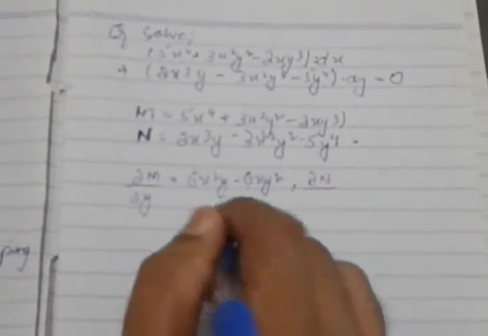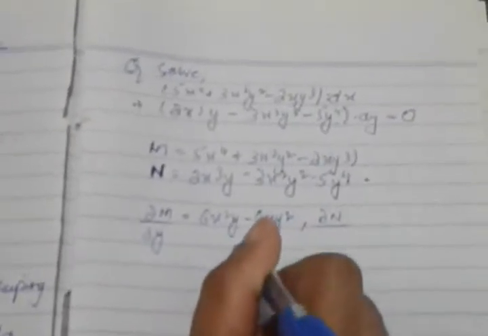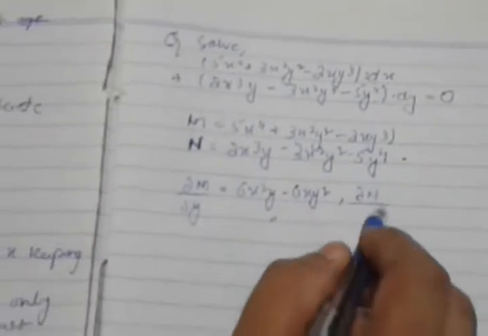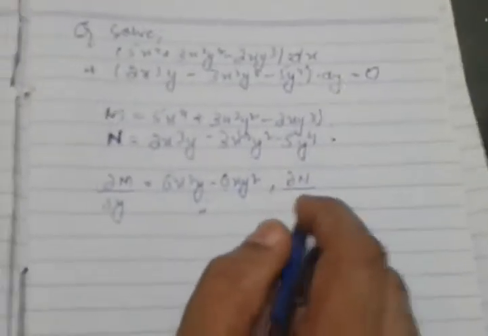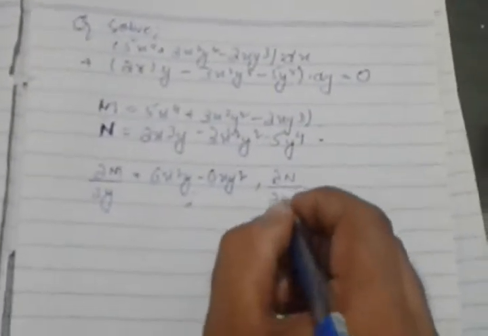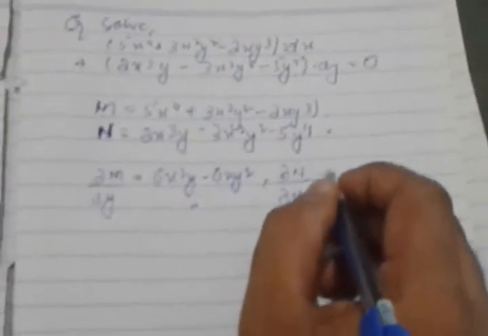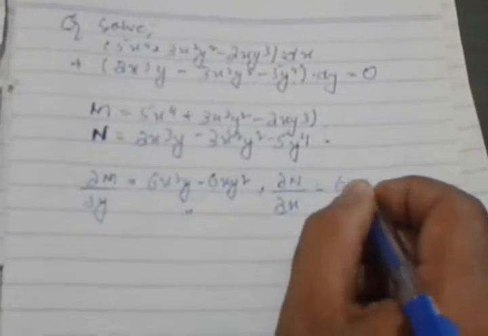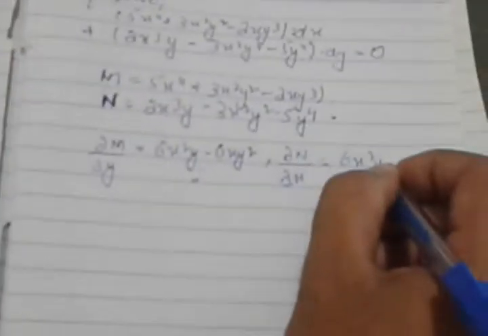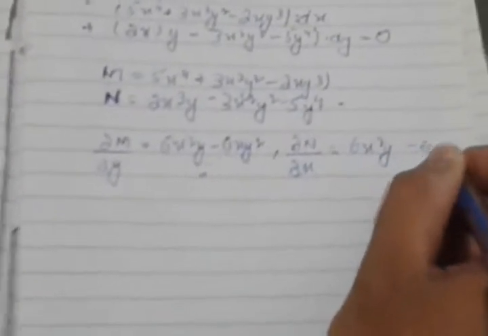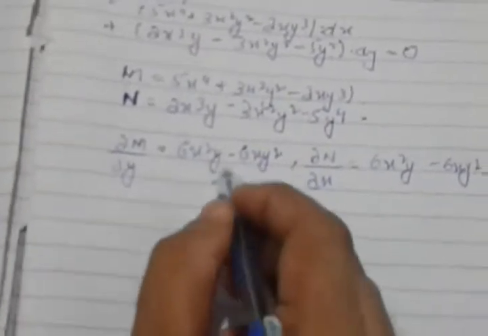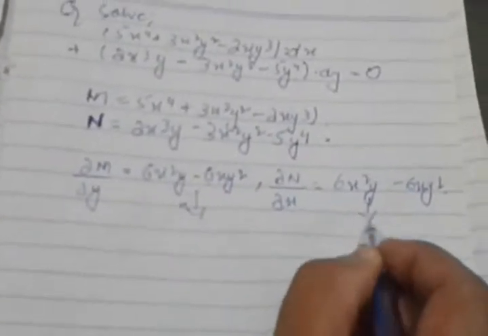Oh sorry, my mistake. Here we have kept y constant, and when we differentiate ∂N/∂x, here we keep y constant. So ∂N/∂x, after differentiating N with respect to x, you will get the answer, which is equal to 6x^2y - 6xy^2. Now after performing this, you will see that these answers are the same.